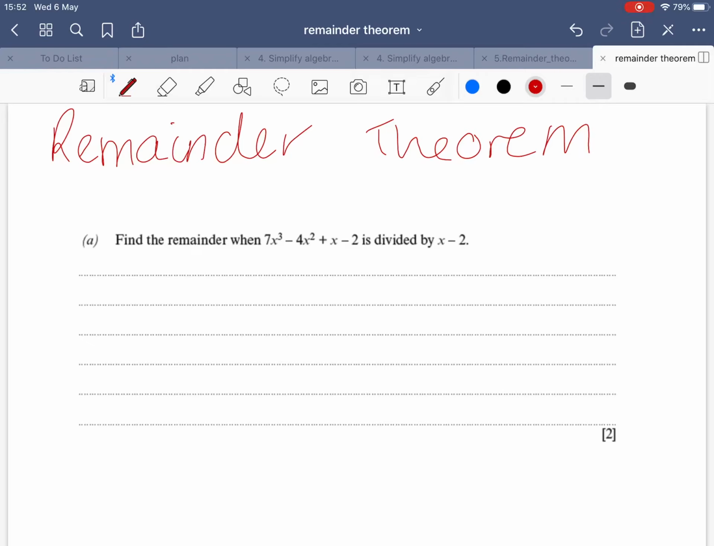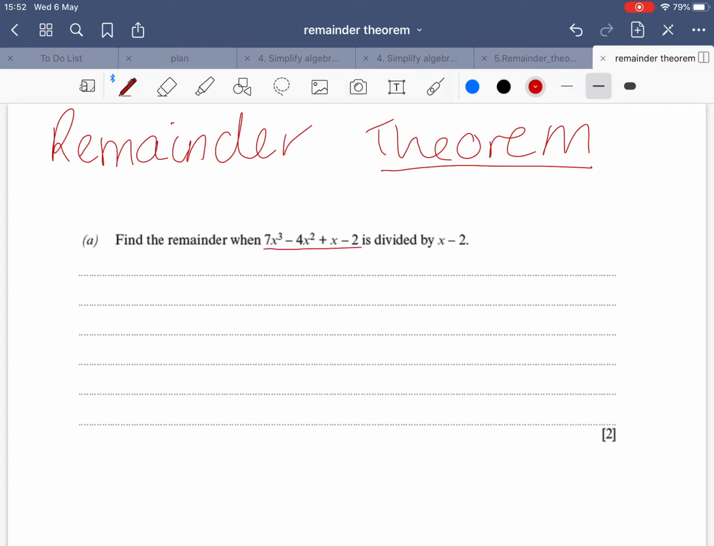Okay, so this is a really quick video on remainder theorem because this is actually quite an easy topic. So I'm going to do 3 examples. They look almost identical to this one you can see. So it says find the remainder when 7x cubed minus 4x squared plus x minus 2 is divided by x minus 2. Surprisingly in this we don't actually have to do any dividing because there's a theorem for this.